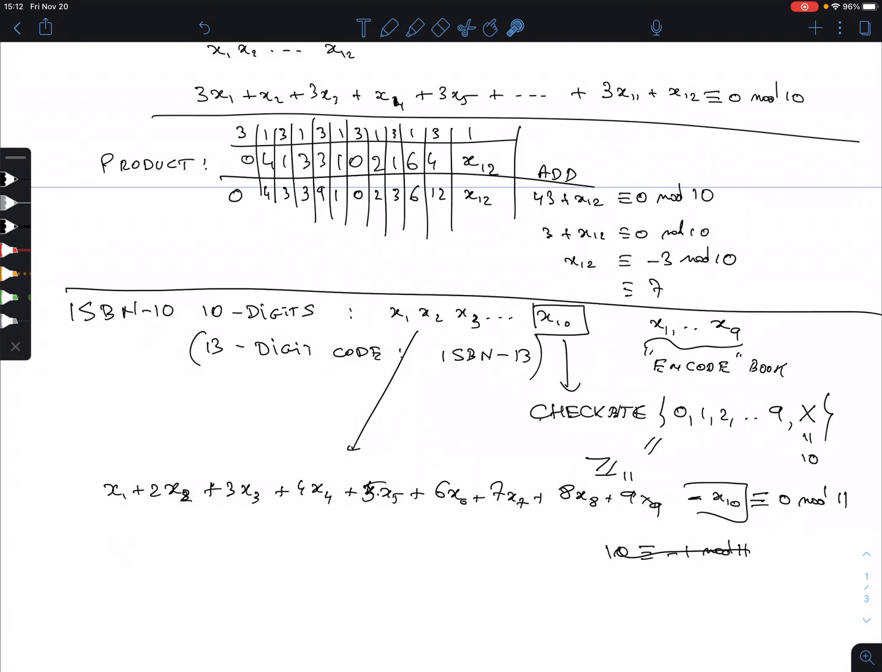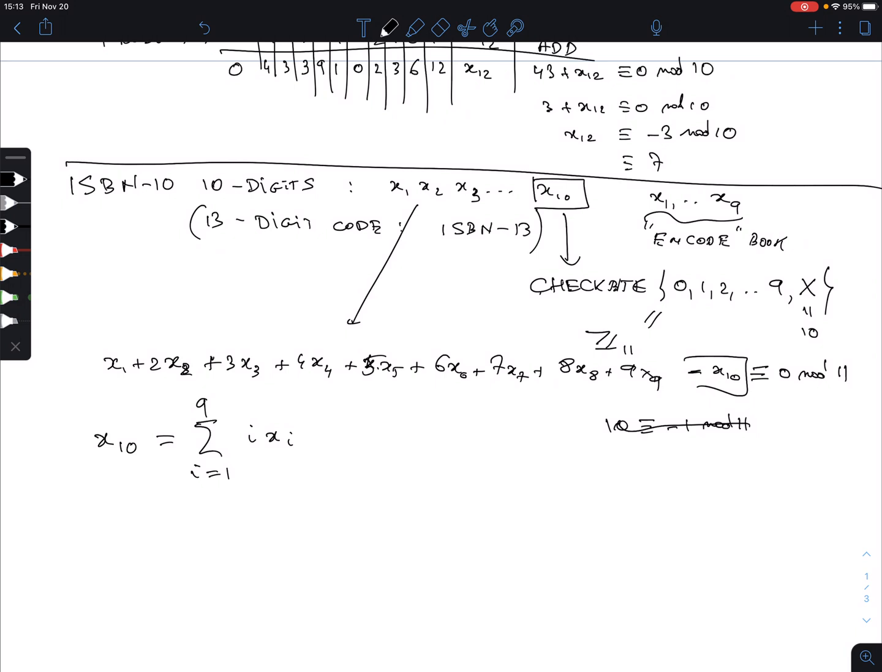So the check bit x10 is equal to, I'm going to use now our fancy notation, sum notation, right? It says we count from 1 to 9, these guys. Remember, this is now on the other side. And then we multiply the ith number with i, starting with 1, ending with 9. Okay, so let's calculate here.